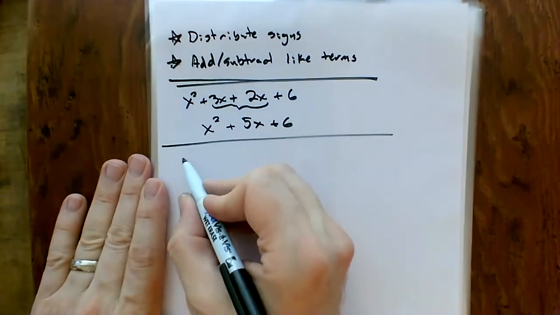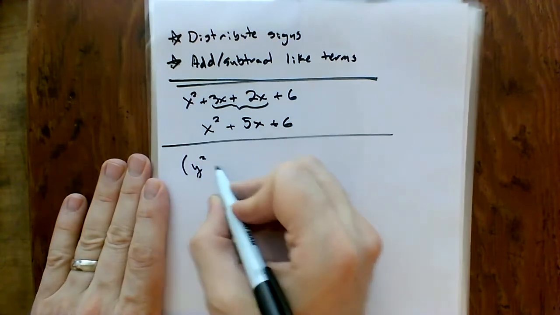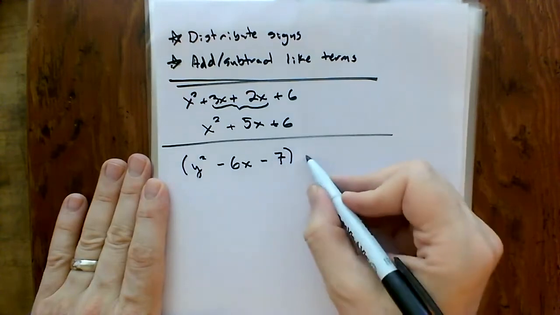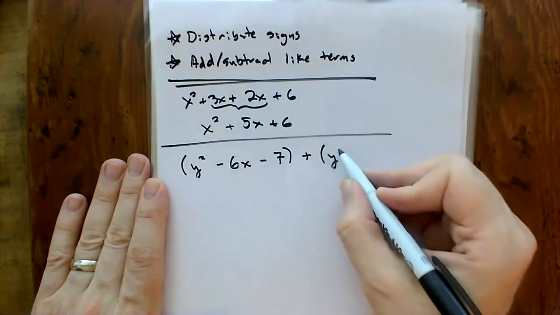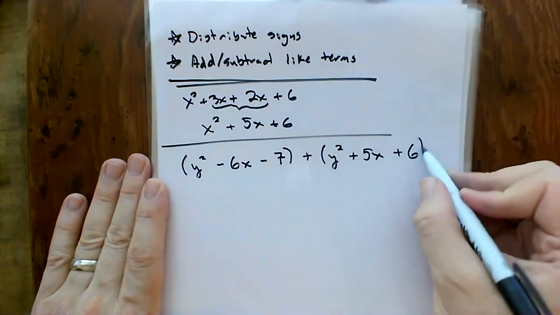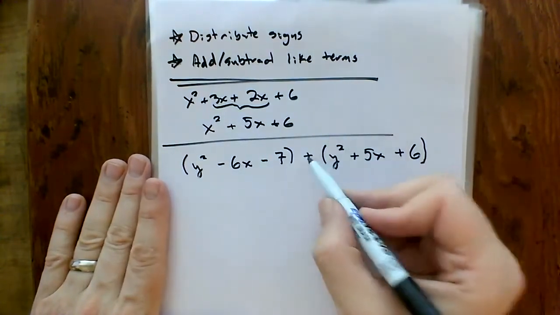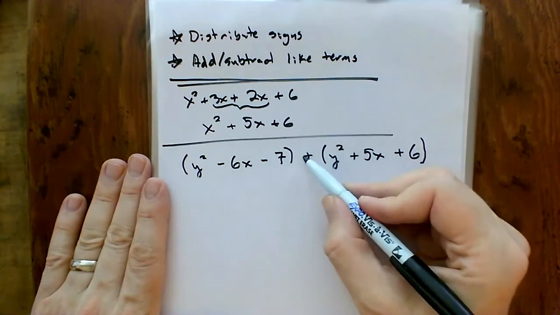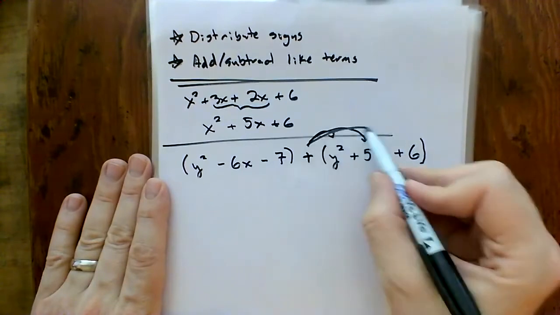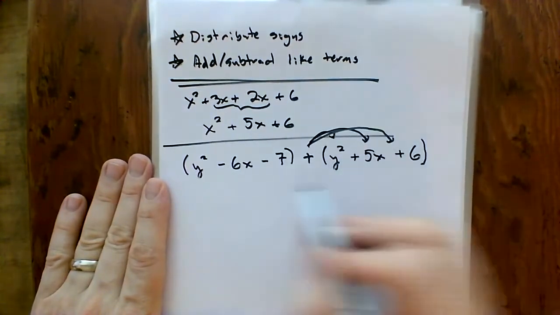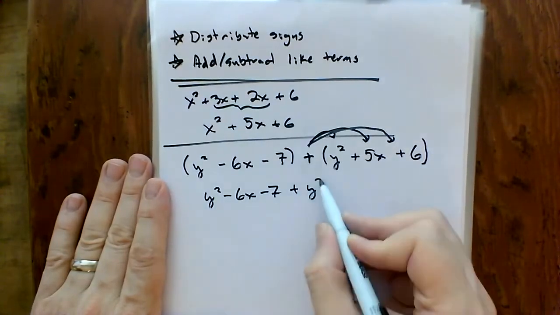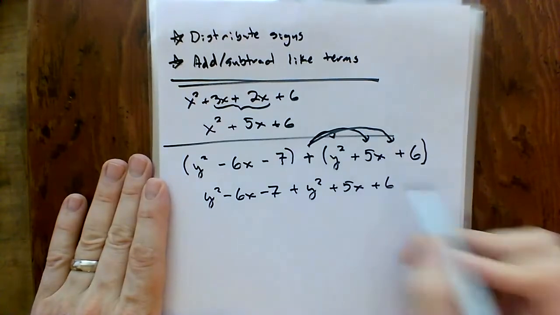Frequently, you'll see things that look more like this. I'll say I've got y squared minus 6x minus 7, and I could add y squared plus 5x plus 6. Now, if this were a negative, I would change all of the signs in here. Otherwise, none of the signs are going to change. If I'm just adding, none of the signs of these terms change. So this would just be y squared minus 6x minus 7 plus y squared plus 5x plus 6.